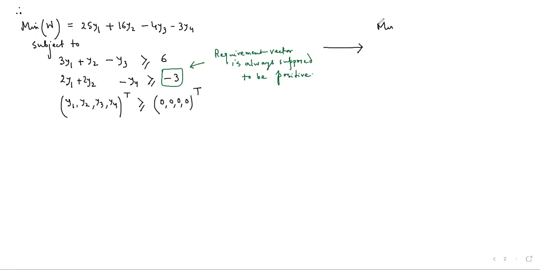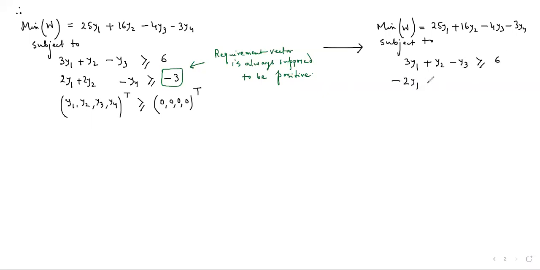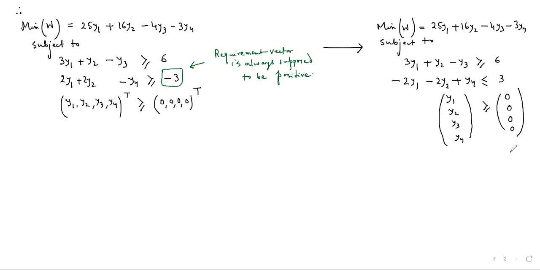So my final answer to the given problem would be min W 25y1 plus 16y2 minus 4y3 minus 3y4 subject to 3y1 plus y2 minus y3 greater than or equal to 6. Multiply both sides by -1. We get minus 2y1 minus 2y2 plus y4 less than or equal to 3. And y1, y2, y3, y4 are greater than or equal to 0, 0, 0, 0. This is your final answer.